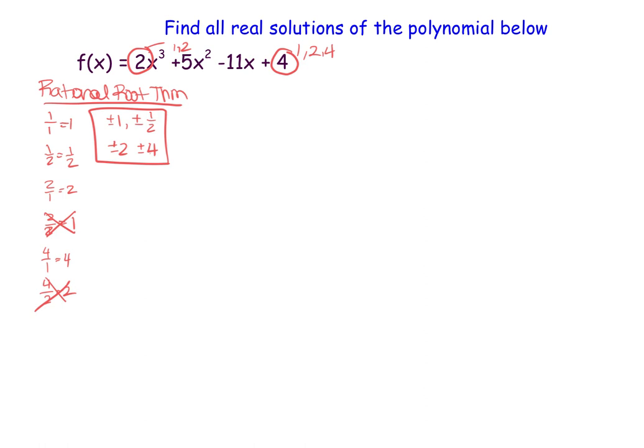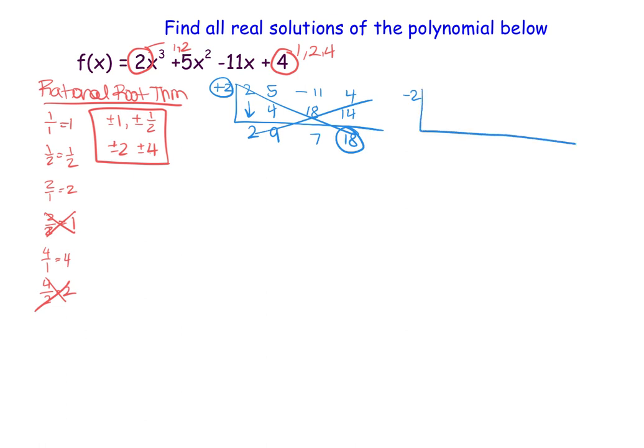So let's start with a different number this time. Maybe let's start with the 2's. So I'm going to start with positive 2 and see what happens with my synthetic division. So I have 2, 5, negative 11, and 4. So I pull down the 2, multiply it by 2 to get 4, add down, multiply it by 2, add down, so now we have 7, multiply it by 2, and here I get a remainder of 18. So positive 2 is not a root. So now let's try negative 2 and see what happens. So here we have 2, 5, negative 11, and 4.